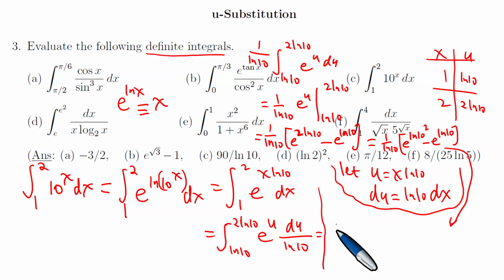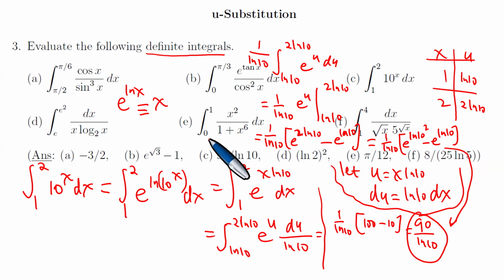So now we actually have 1 over ln 10 times e to the ln. e cancels the ln, giving us 10 squared. 10 squared is 100. e cancels the ln, giving us only 10. What is 100 minus 10? It's 90. So we have 90 divided by ln 10, and that is the answer.